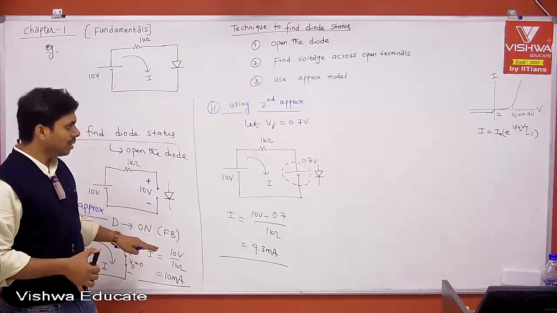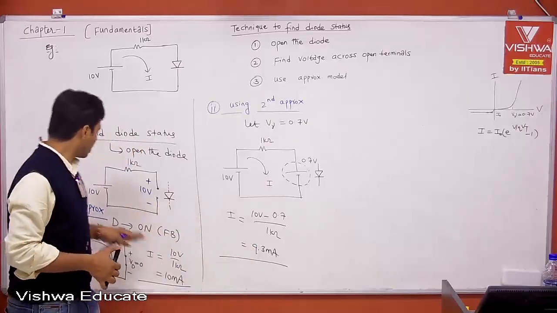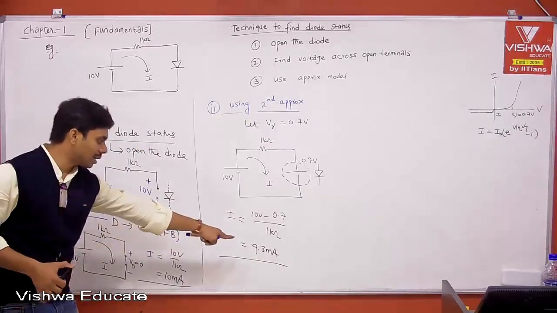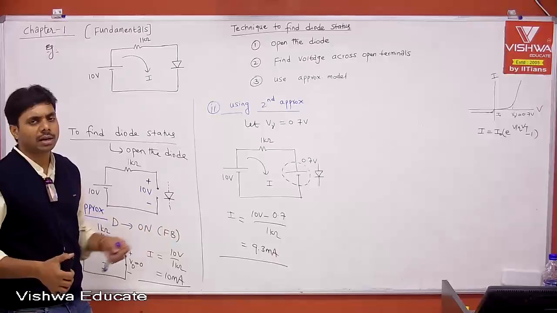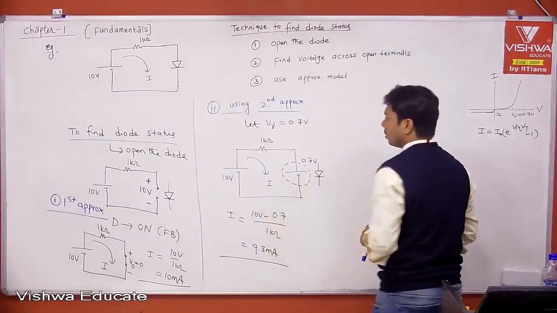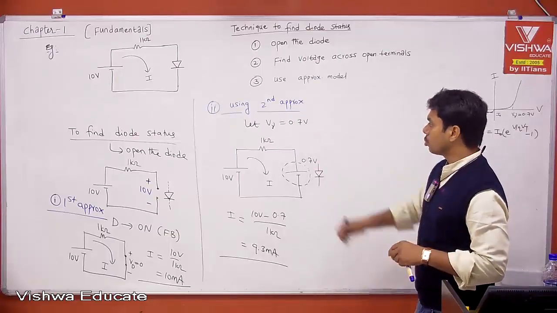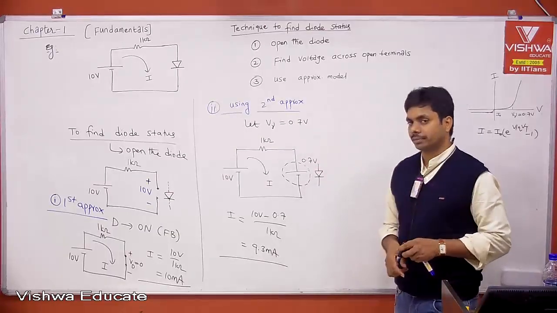If you use the exact model, we may get nearer to this. But in the first approximation there is some error. Instead of getting 9.3, you are getting 10 milliampere. That error is acceptable. For the same circuit, you are solving using second approximation, assuming V gamma is 0.7.